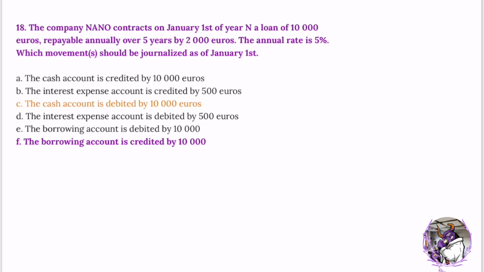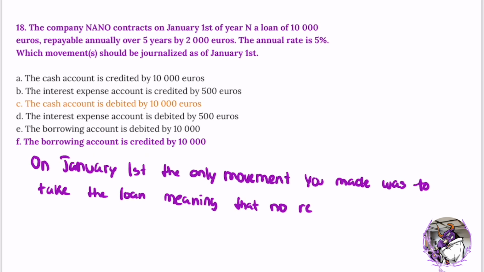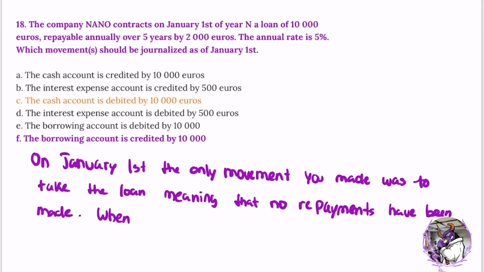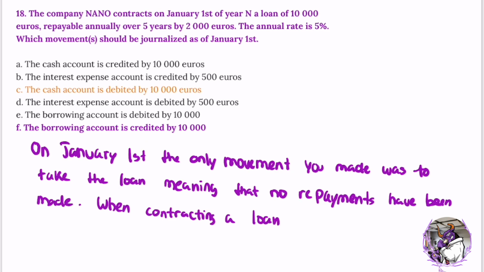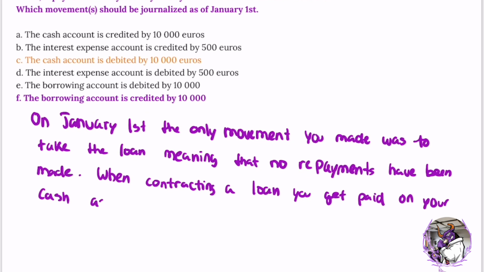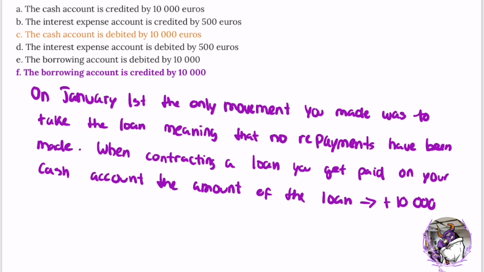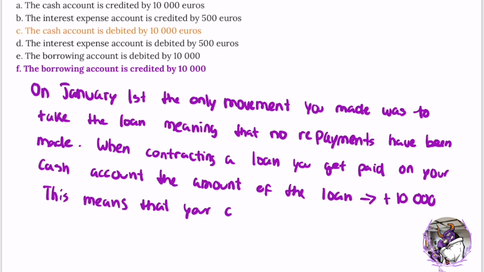Question number 18. The company Nano contracts on January 1st of year end a loan of 10,000 euros, repayable annually over 5 years by 2,000 euros. The annual rate is 5%. Which movements should be journalized as of January 1st? So the correct answers are C, the cash account is debited by 10,000 euros, and F, the borrowing account is credited by 10,000. On January 1st, the only movement you made was to take the loan, meaning that no repayments have been made. When contracting a loan, you get paid on your cash account the amount of the loan, which is 10,000. This means that your cash account was debited by 10,000.